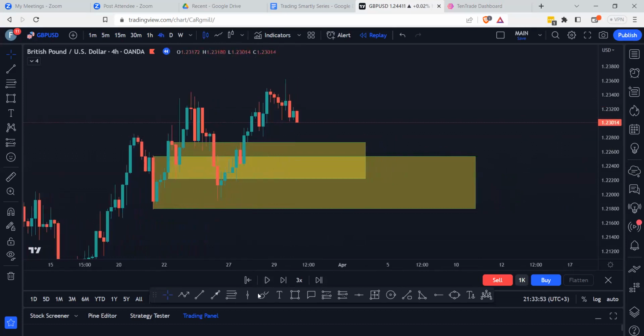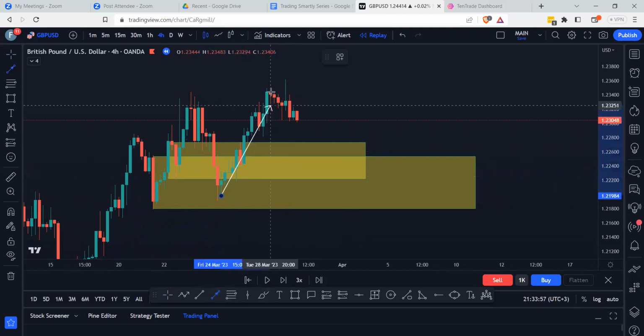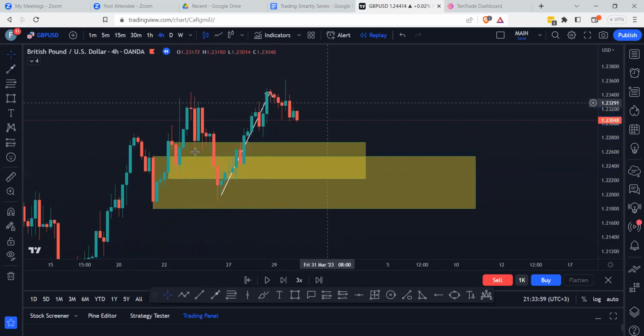And what did price do? You can see how price went all the way up. This action was because price retraced into this support. All right. You can see how things are aligning based on the trend and then support. Okay. So that is how you want to look at the market, guys.